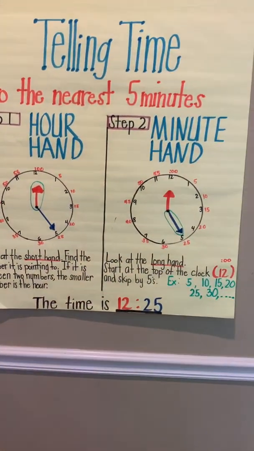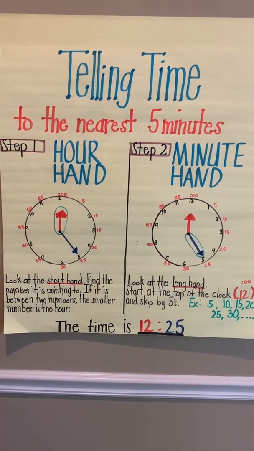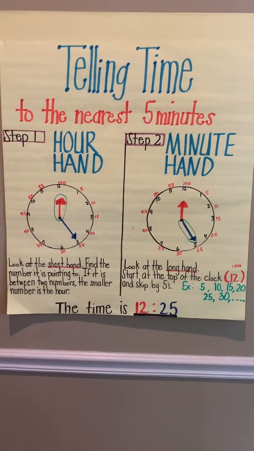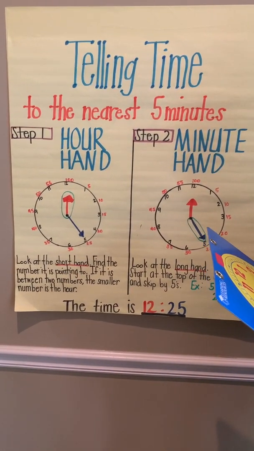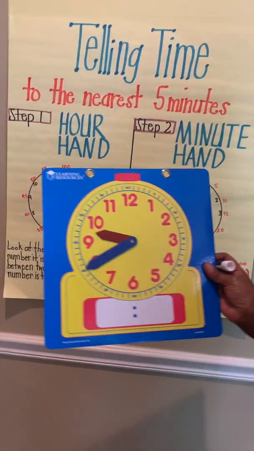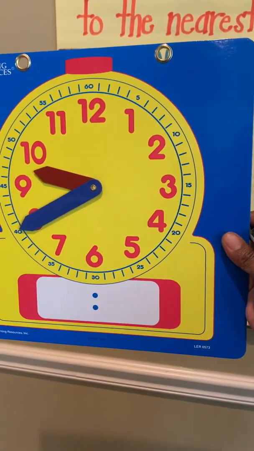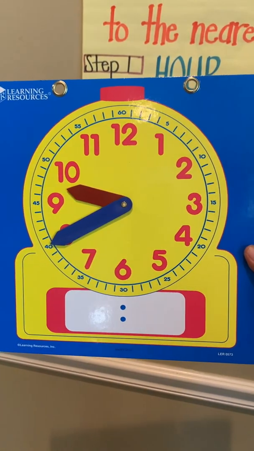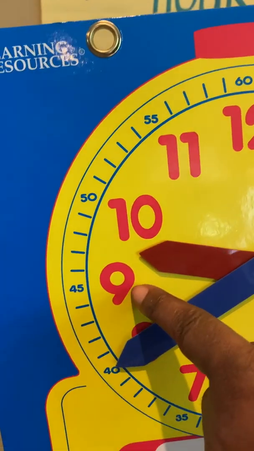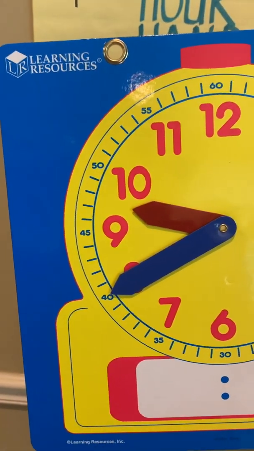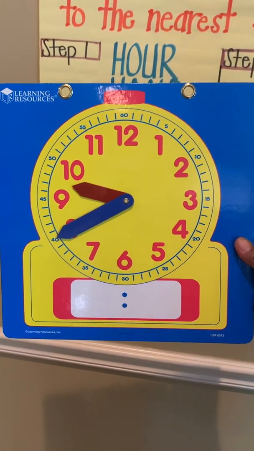Okay, I have another one. And this one may be a little bit tricky, but you are smart, and I know you will not have any problems with this one. Remember, we were talking about if the hand was in the middle of the hours, like it is here. It's not exactly on the 9, and it's not exactly on the 10. It said that you take the smallest number.